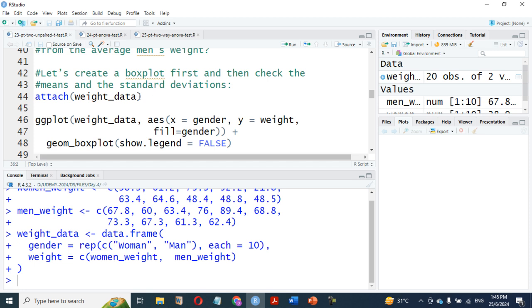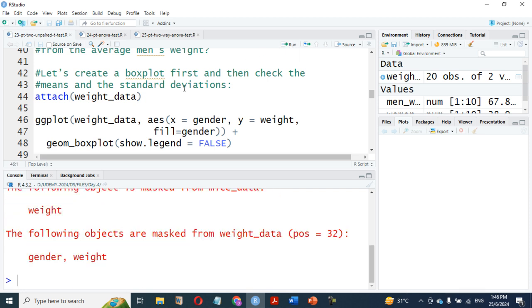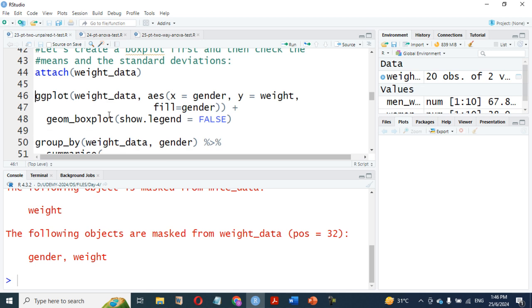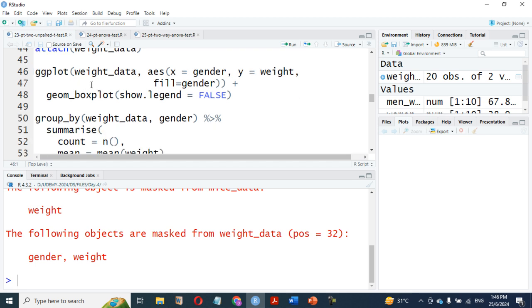All right. So let's just create a plot. Let's attach this weight data so that we can use our variables directly, instead of using a dollar sign to invoke them. Just call the variable straight. So now let's first plot. We pass our ggplot here, our data set name, gender on the x-axis, weight up, and we want to fill by gender to see different colors. All right, so let's run this and see the result.